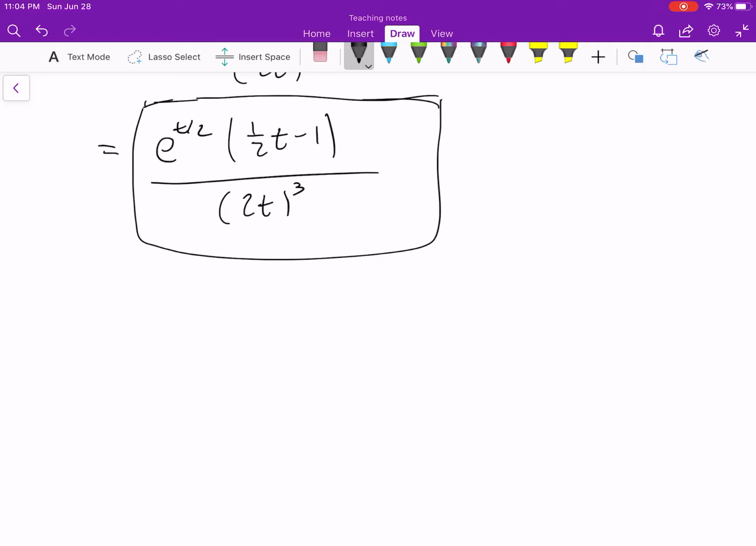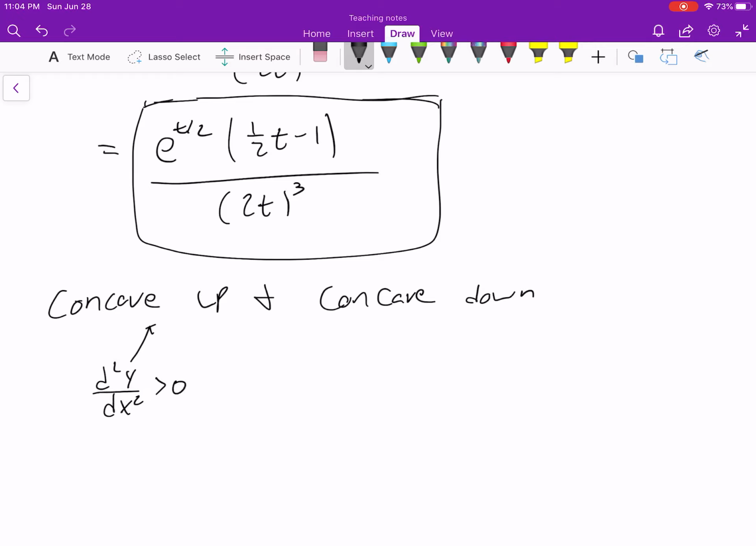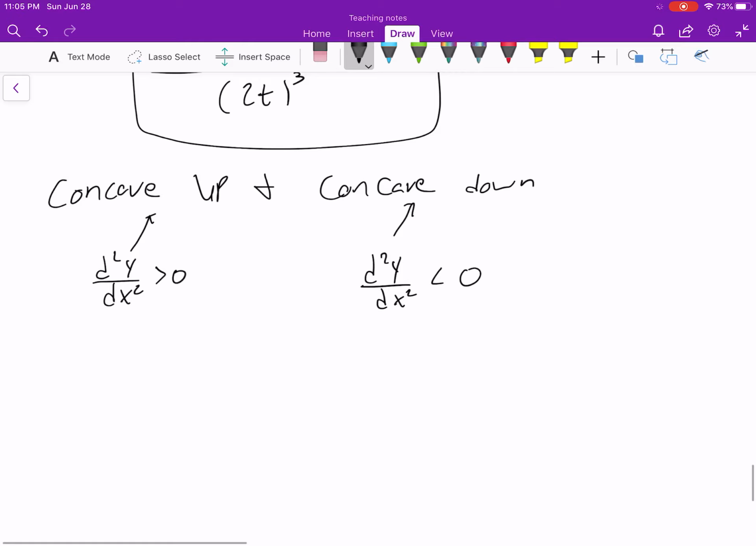For intervals of concavity, concave up and concave down. So concave up is where the second derivative is positive. Concave down is where the second derivative is negative. So we talked about this in class. I was relying a little bit on your knowledge of Calc 1 to solve these, and I think this is where it threw off a lot of people. So the way we figure this out is we find the zeros.